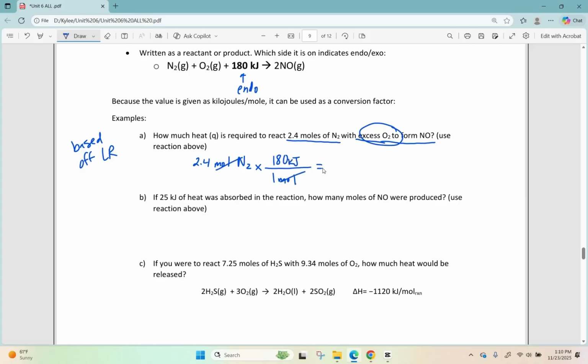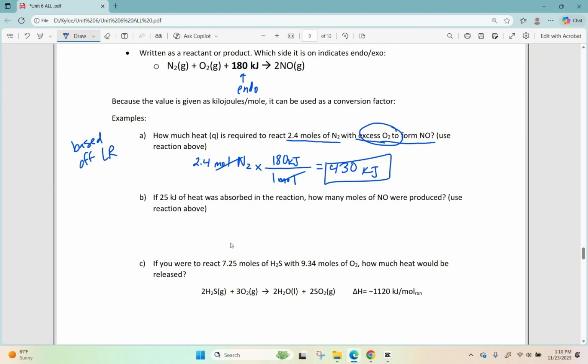So all I am doing is multiplying 2.4 times 180. If we do that, we get 430, and that label is going to be simply in kilojoules. This is going to be, remember, an endothermic reaction. This is energy that needs to be put in to make this reaction go.